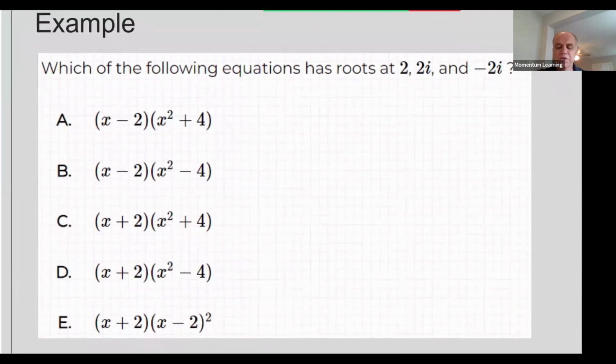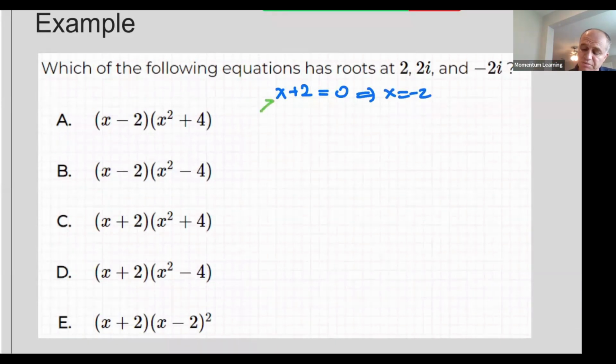Okay, so here, which of the following equations has the roots 2, 2i, negative 2i? What is the meaning of root, for example? So I have an expression, let's say x plus 2. This is an equation. Equation means equal to 0. What is the root of this equation? x is equal to negative 2. Why? Because when I substitute negative 2 instead of that variable, it gives us 0. It is called zeros of the equation, so it is called a zero. So the substitution gives us 0.